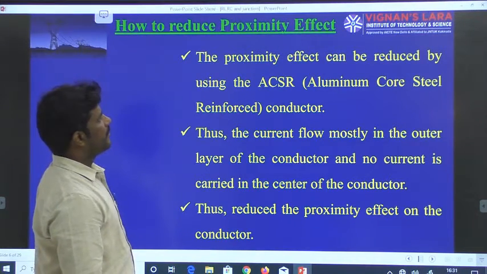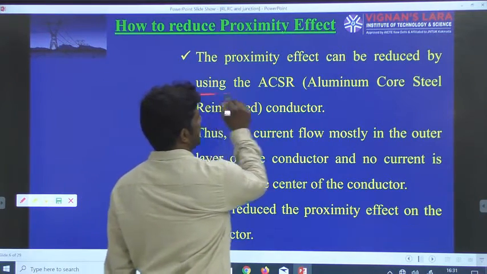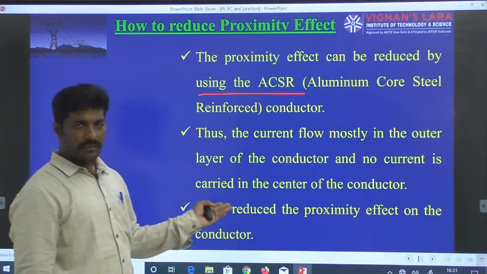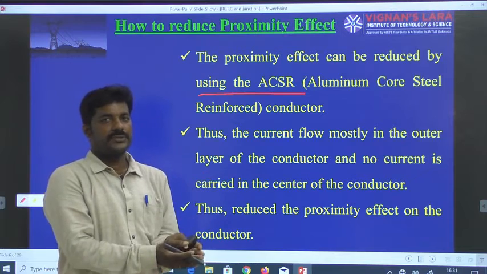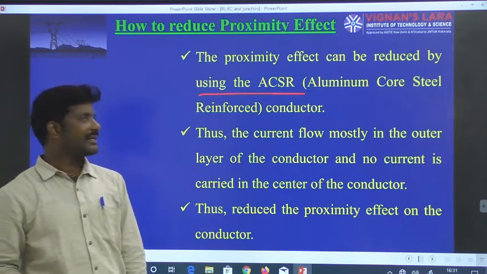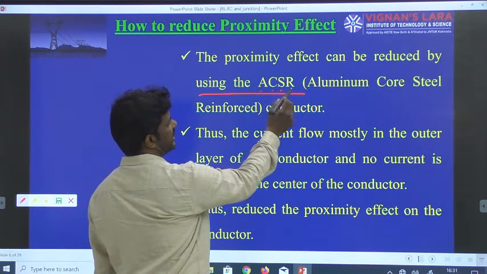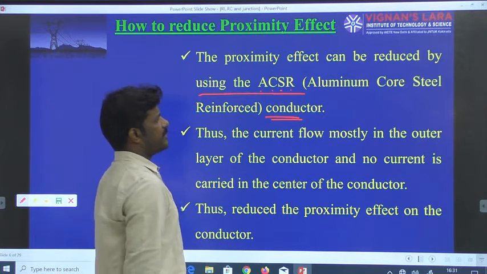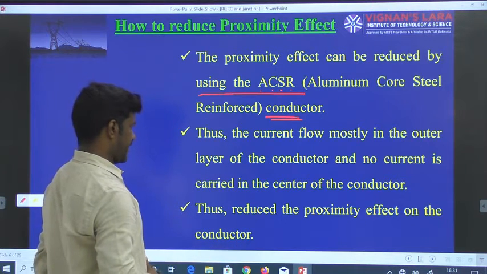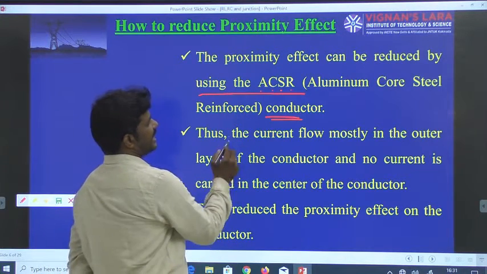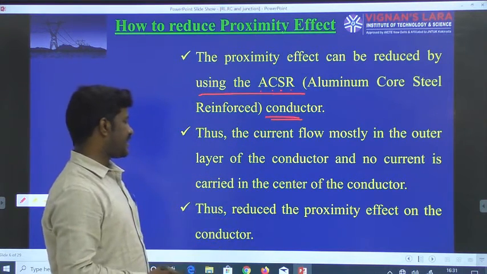So how to reduce this proximity effect? The proximity effect can be reduced by using ACSR conductors. As we came to know in the previous discussion, for solid conductors the proximity effect is more. Therefore, to reduce this proximity effect, it is better to use the stranded conductors, that is aluminum conductor steel reinforced. So by using this aluminum conductor steel reinforced, ACSR, we can reduce the proximity effect. Since using this ACSR, the entire current will flow through the outer surface or the outer layer. Therefore, no current is carried at the center of the conductor.